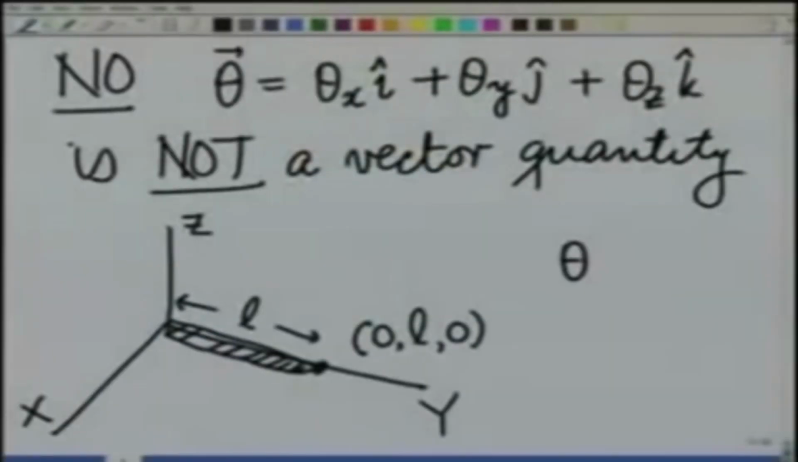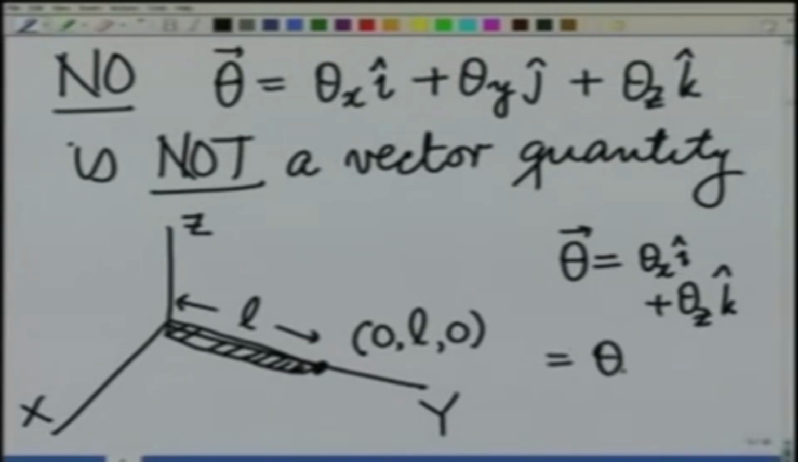If theta is a vector, then theta, given as theta x i about the x axis plus theta z k, should not really matter whether I do it this way or do rotation about the z axis first and then about the x axis. Let us see if this comes out to be the same. So, let this be the thin rod, let this be the y axis, let the x axis be coming towards me, and this is the z axis.